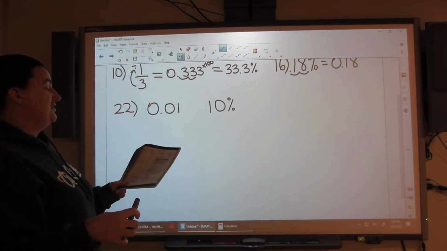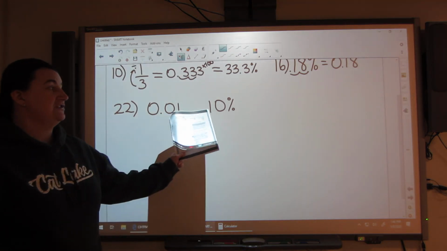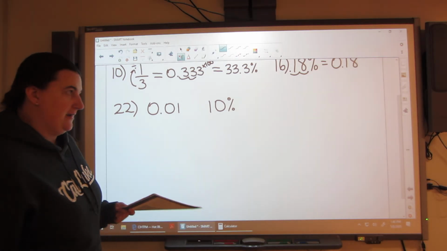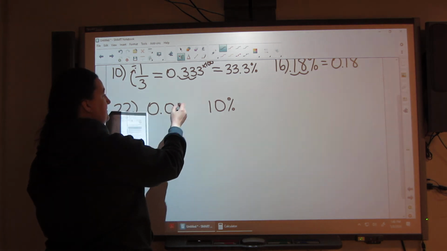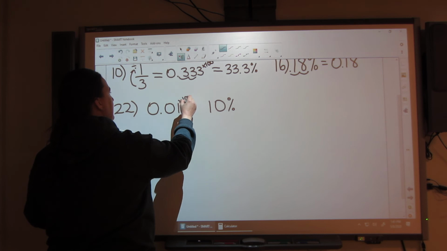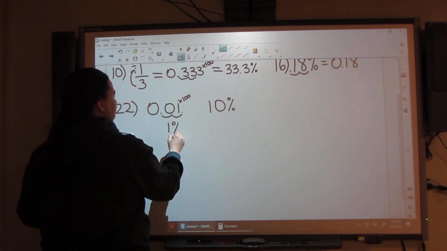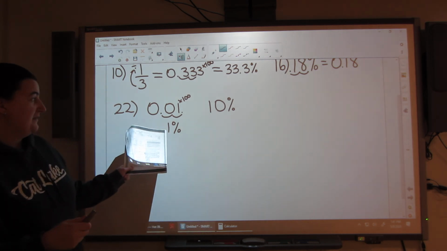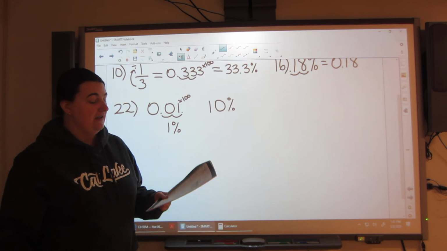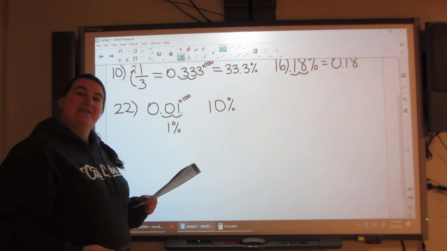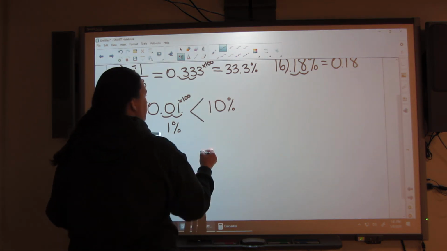So it doesn't really matter what you're going to do. I can change them both to decimals, or I can change them both to percents. Either way is fine. I'm going to change this one to a percent. So to change a decimal to a percent, I times by 100. So I have 1%. Now, 1% and 10%, now I can compare them because they're the same unit. 1% is obviously smaller than 10%, and so the mouth eats the bigger one.